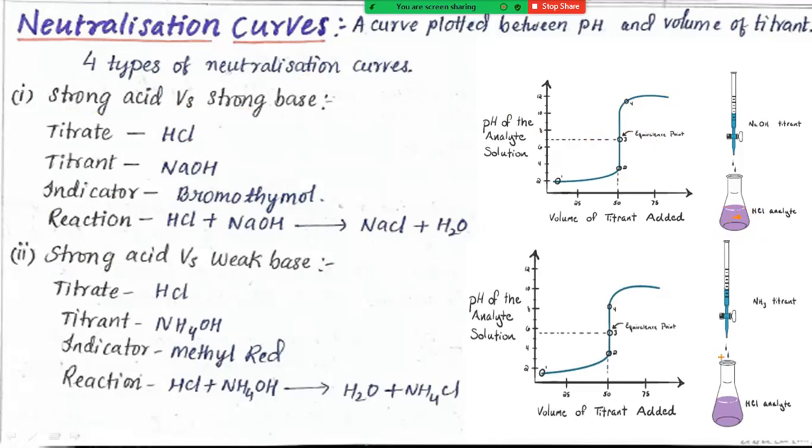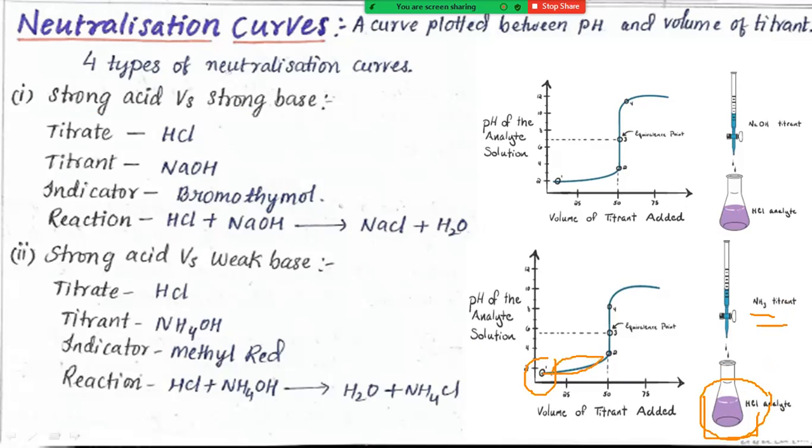Here the strong acid taken in the conical flask is HCl, and the weak base we take in the burette is ammonia, that is NH4OH, ammonium hydroxide, right? Initially, due to the presence of more H plus ions in the HCl solution, the curve starts at the lower position. This is the starting position. But slowly, when we are adding the weak base, this acid gives a salt form.